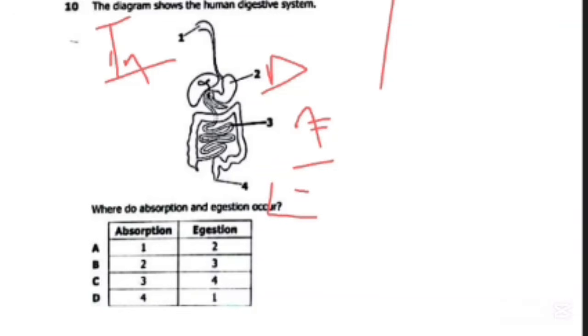So meaning 1 is for ingestion. You eat from the mouth. It goes to your stomach. You digest it. Then it reaches the small intestine where absorption occurs. Then after the small intestine, the food which is not digested is removed via the anus through the process of egestion, with an E. So here our answer is C.